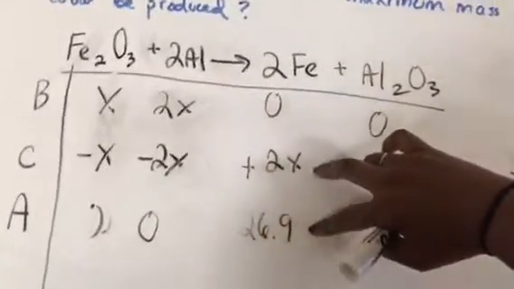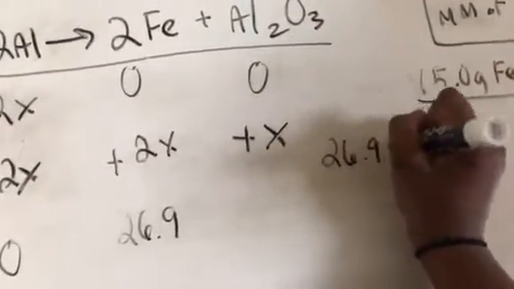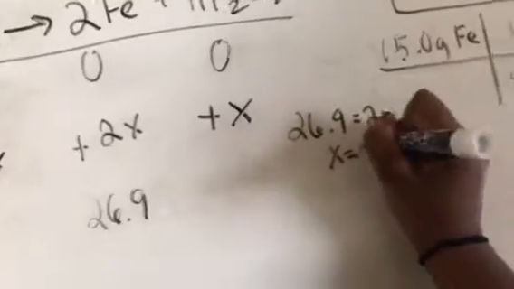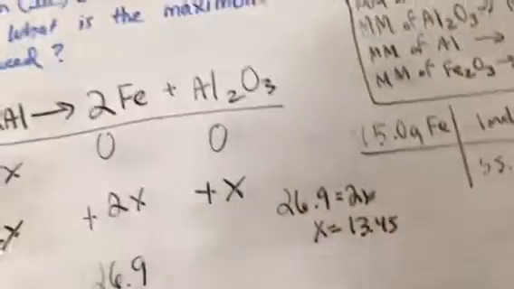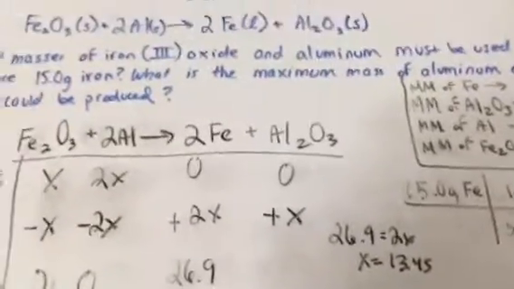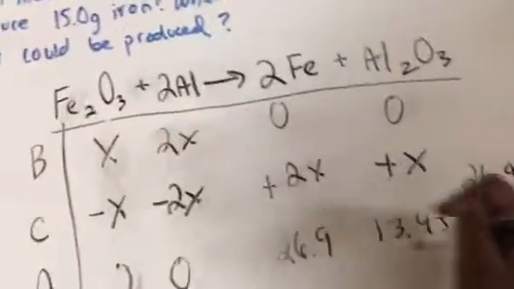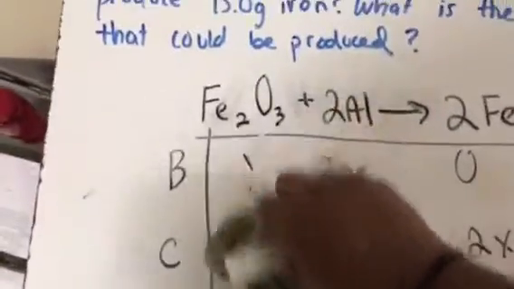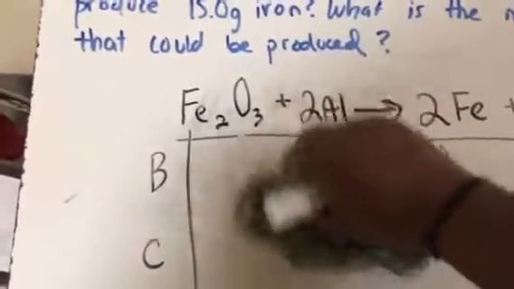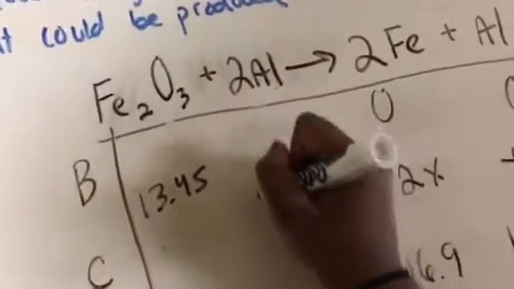So notice how we have 2x here and 26.9 here. So we can set those equal to each other, and that gives us x equals 13.45. Ignoring sig figs for now, because we're still in the middle of our work. Okay, so that's what x equals. And we now know that these, I'll write it once for both of them. So both of these are 13.45 and both of these are 26.9 moles.